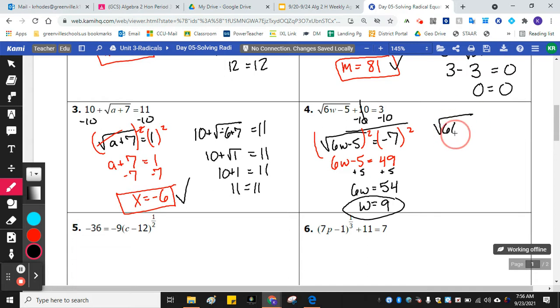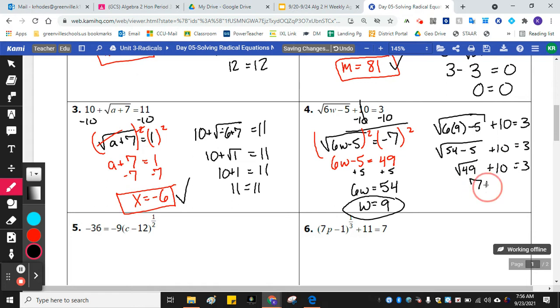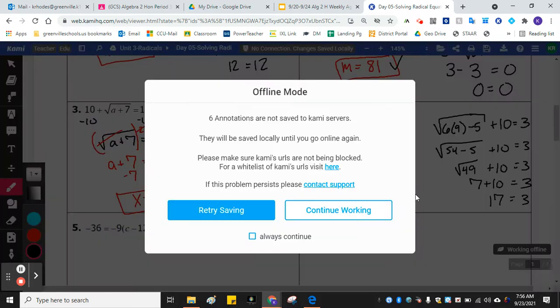So 6 times 9 minus 5 plus 10 equals 3. Inside my radical first, 6 times 9 is 54. Minus 5 is 49. Bring everything else down. 7 plus 10 is 17. 17 equals 3. No, 17 does not equal 3. No solution.